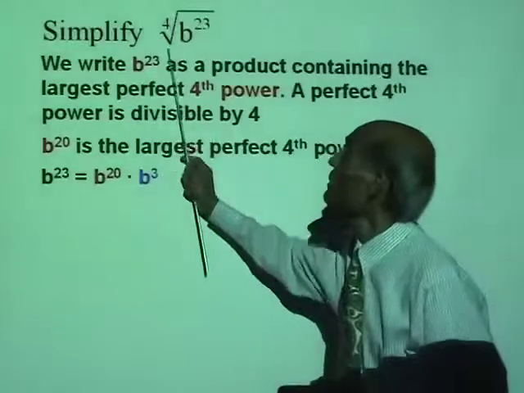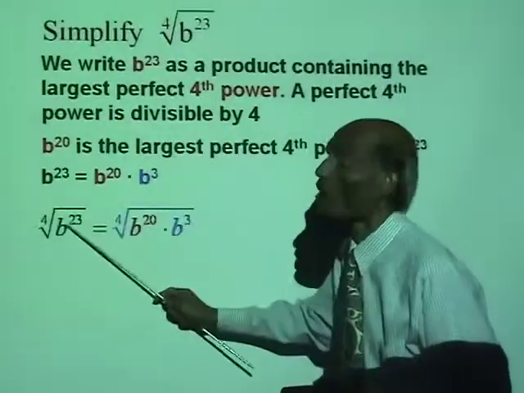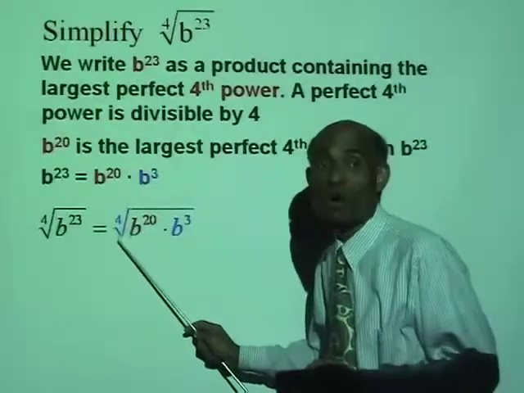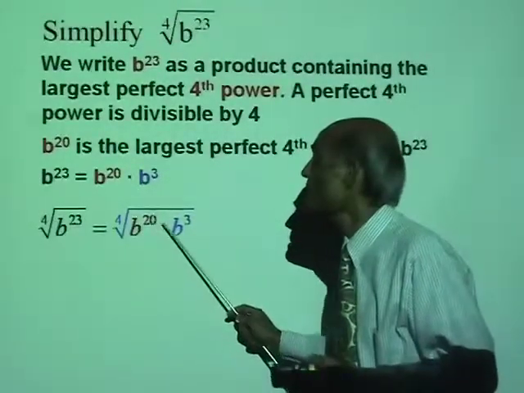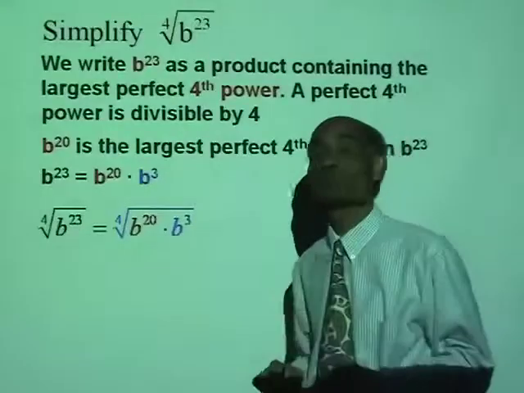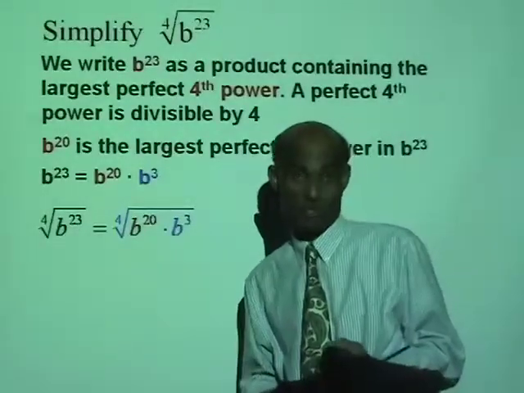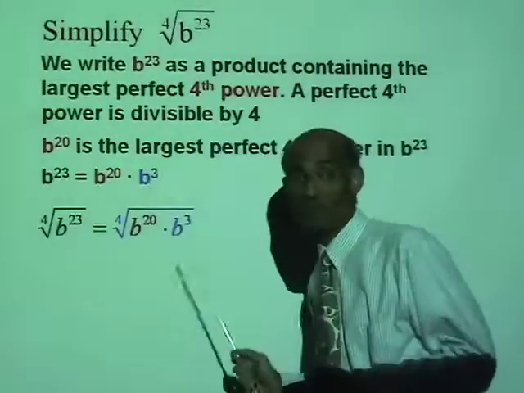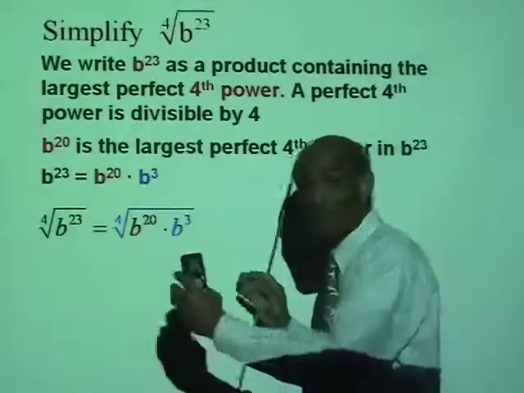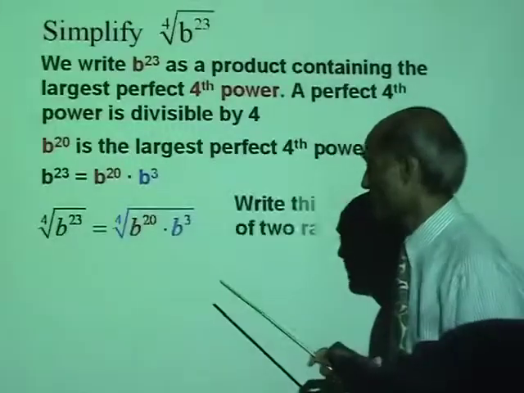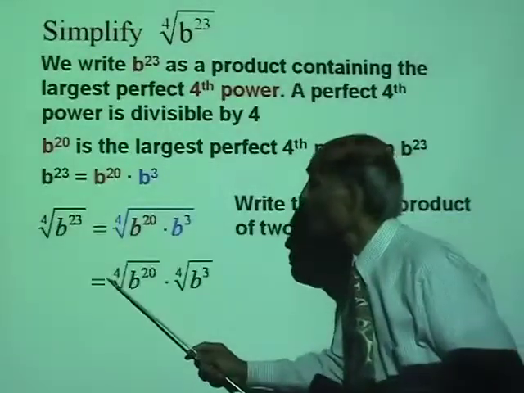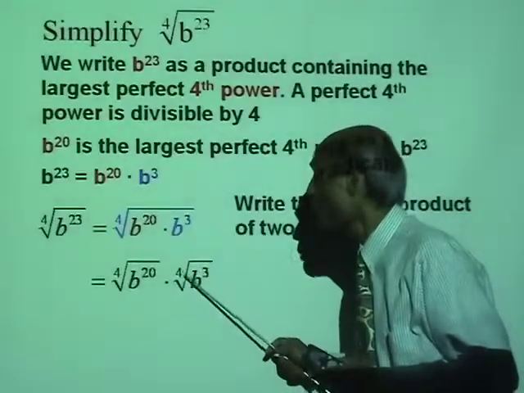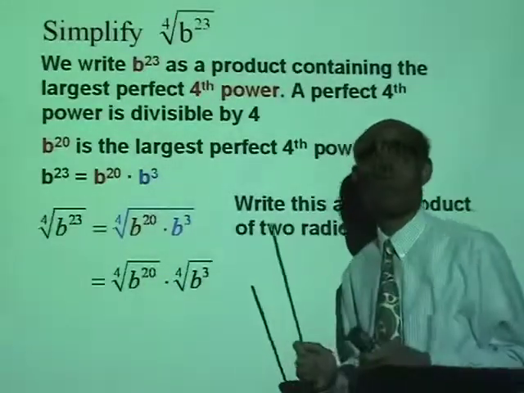So, we will now say the fourth root of b to the power of 23 is the fourth root of b to the power of 20 times b to the power of 3. Are you following me here? Okay. Now, what's the next step? Separate that into two radicals. Now, that will be the fourth root of b to the power of 20 times the fourth root of b cubed.